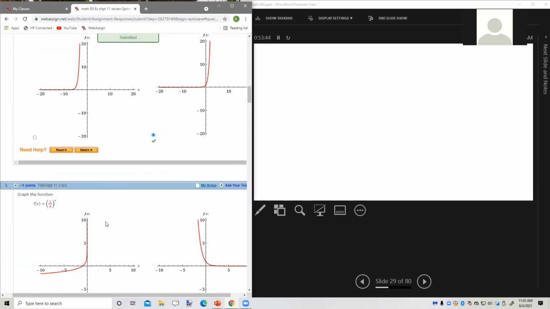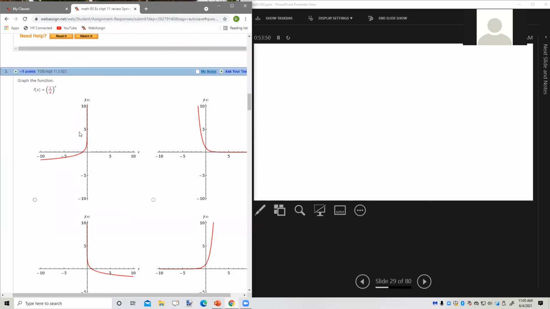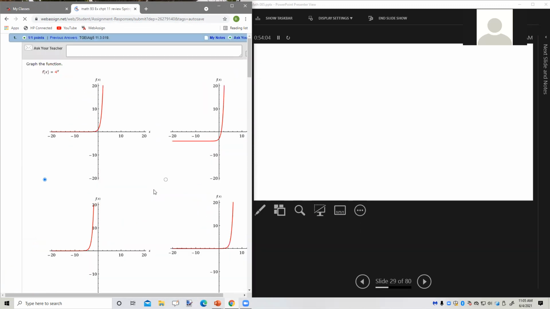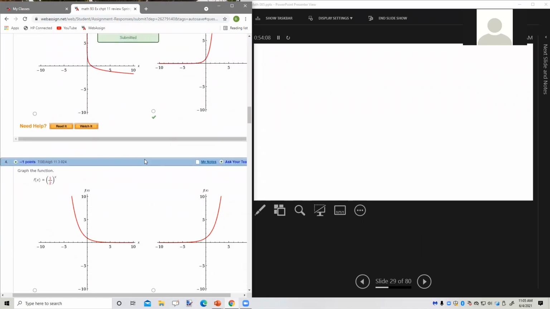All right, what about this one? Oh, the base is less than 1, so it's going to be decreasing. So it can't be this one or that one, but it's still going to have a y-intercept at 1. Well, the y-intercept here looks like it's up at 2, so it's got to be this one. Again, you could take the time to plot points, but if you just go back to the basic truths about exponential equations, you could figure it out.